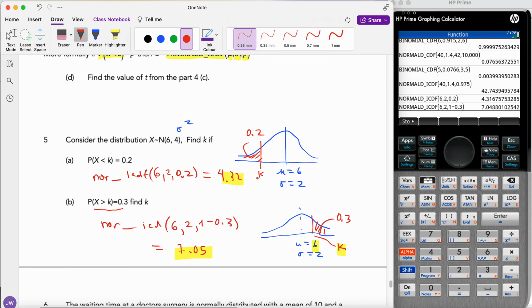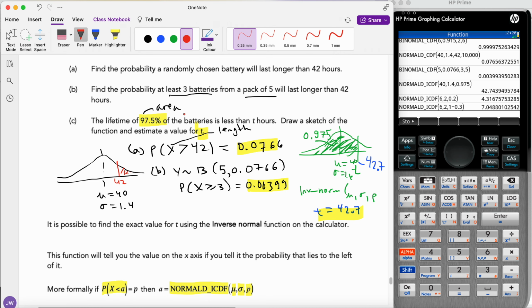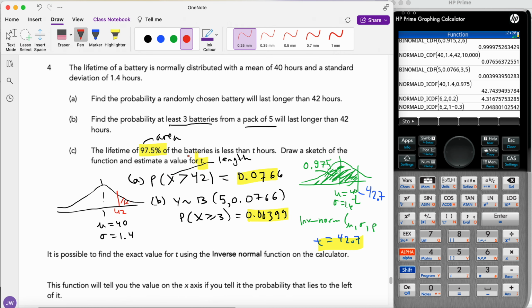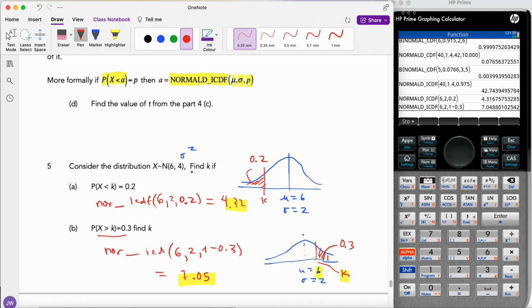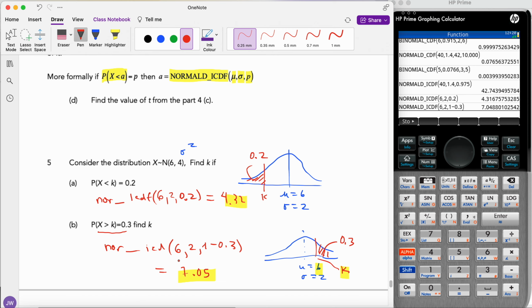Okie dokie. So again, watch out in those longer questions for changing the variable up, going from normal to binomial. The IB loves to do that. And then, of course, practice the normal.